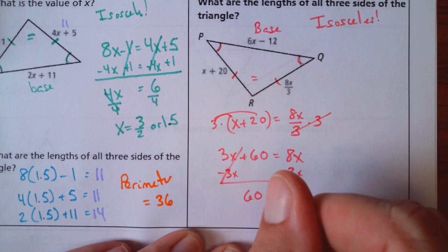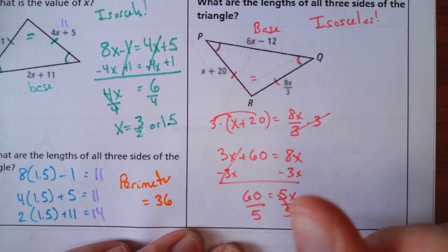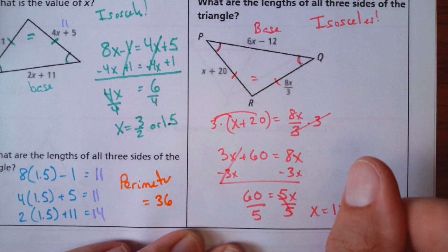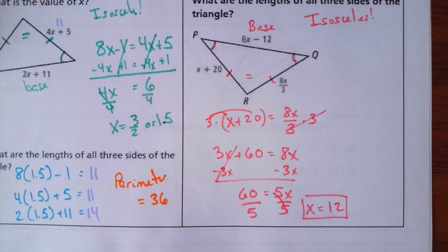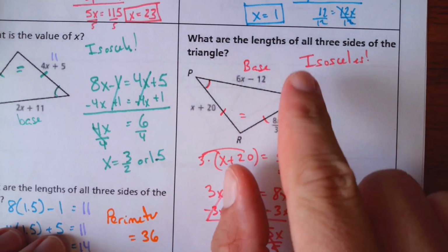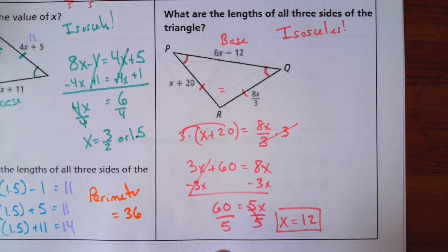So 60 is equal to 5x. I'm going to divide by 5. So x is equal to 12. Okay, so x is 12. But that's not the final answer because we wanted to know all three sides. So I'm going to take that 12, I'm going to substitute in.